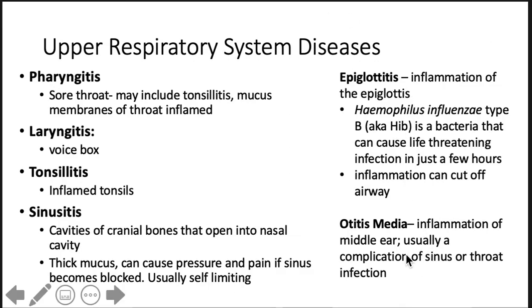Children are also the most prone to ear infections, otitis media, and it's usually the result. This is usually a secondary infection, complications of either pharyngitis, tonsillitis, sinusitis, right? So complication of a sinus or throat infection. You don't usually start with an ear infection with no other symptoms.